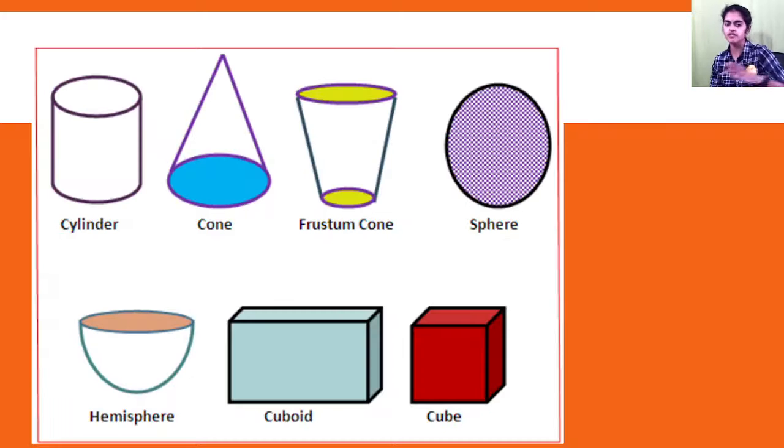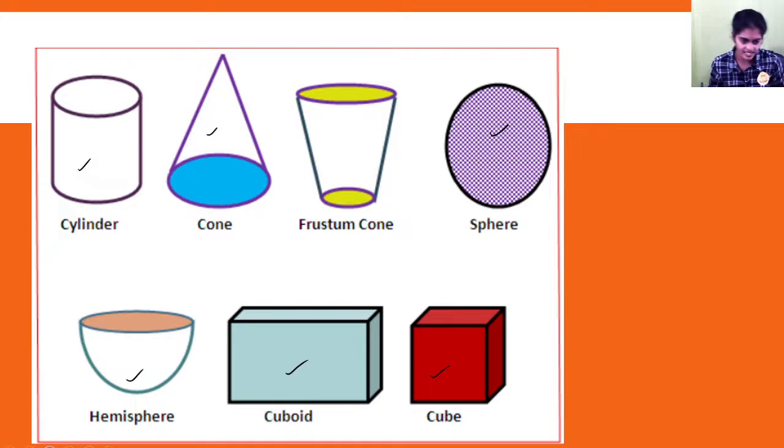This is a basic concept which you should know. Now let us see what are the 3D shapes you have: cylinder, cone, frustum of cone. What is frustum of cone? If you cut the cone here, there will be a circle in between, isn't it? So this shape, like a bucket shape, is called frustum of cone. It is a part of cone, so don't worry much about it. Let's worry only about cone, sphere, hemisphere, cuboid and cube. Let's talk about these now.